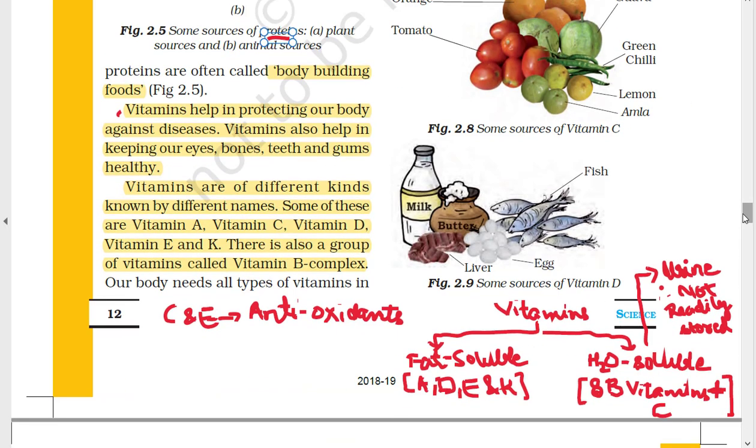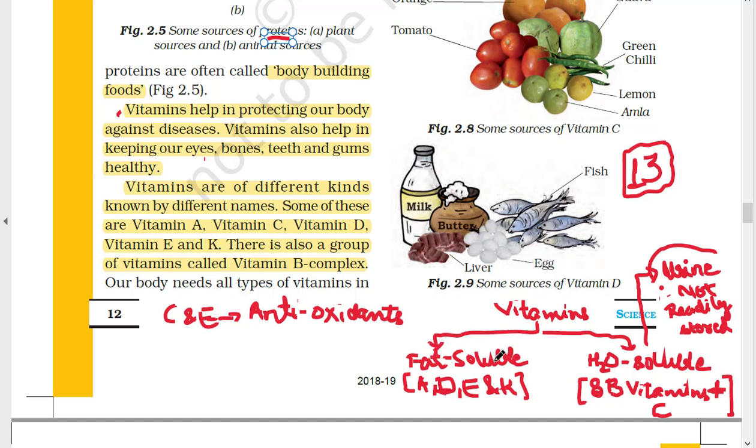Apart from that, we also talked about the vitamins and minerals. I told you earlier that vitamins and minerals are known as the micronutrients. Why are they called micronutrients? Because they are needed by our body in very small amounts. And the human body needs a total of 13 vitamins. So remember that the human body needs a total of 13 vitamins. And vitamins help us in increasing our immunity. That means it helps us to fight against diseases, and it also helps in keeping our eyes, bones, teeth and gums healthy.